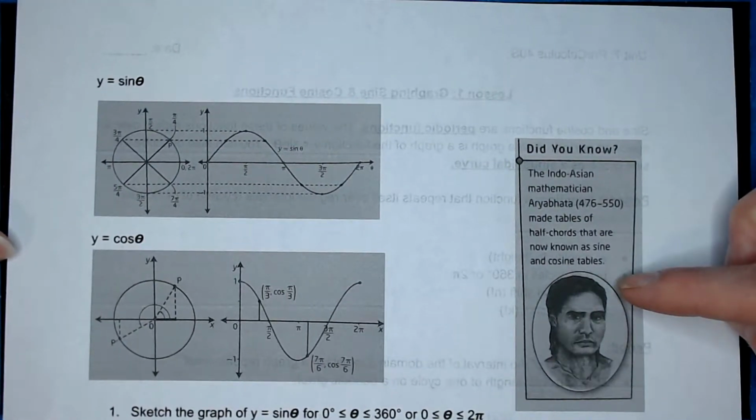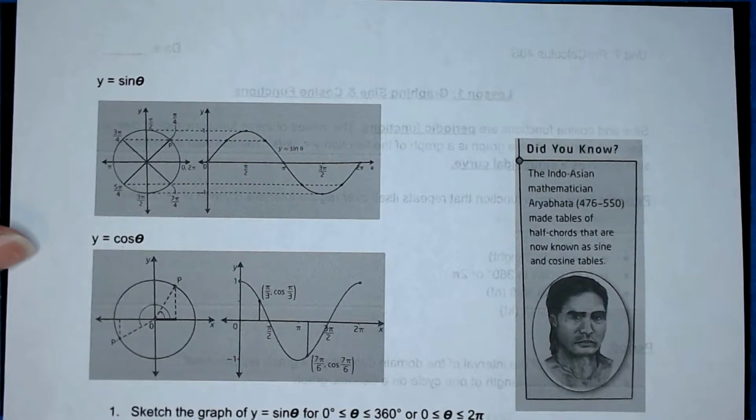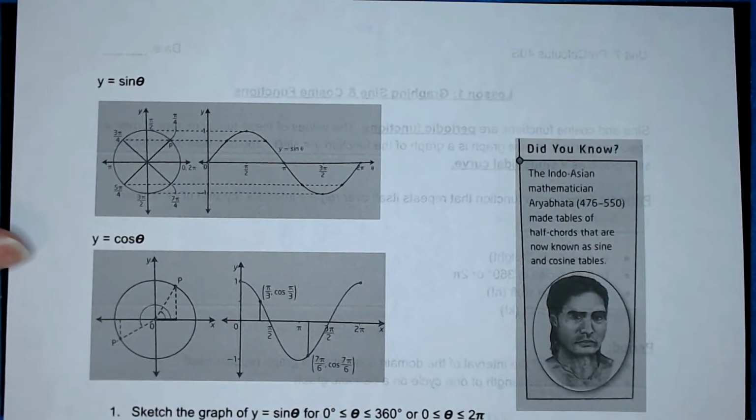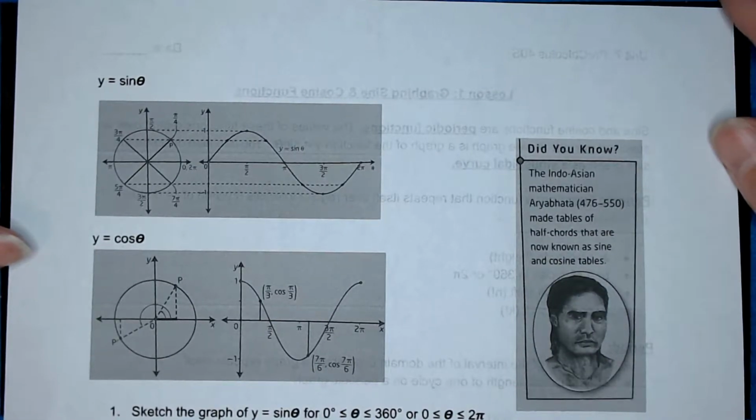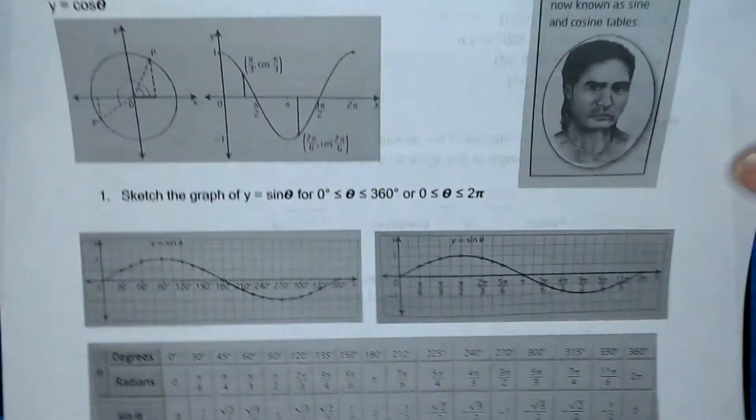I put an interesting fact over here. We talked about it in class briefly, how back in the day before we had calculators, we would use sine and cosine tables to do that. And there was actually a fact in the textbook about the Indo-Asian mathematician Aryabhata from 476 to 550. So 1500 years ago, he created those tables, which I think is really exceptional if you think about the technology during that time. So thank you to him. Now our calculators do it for us.